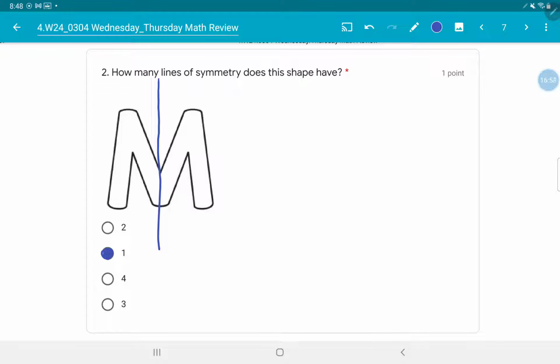Okay. This is the only place. Why could we not make a line going horizontally across the middle? Because it wouldn't be symmetrical. Yeah. Look, if I folded, let's visualize folding this bottom half up. Would those meet up? No. That's the only line of symmetry that there is. Okay. Let's look at the next question.